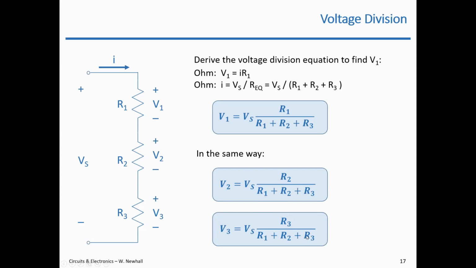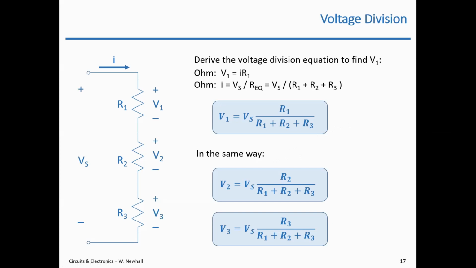Okay, so you can apply that to series resistors in order to find voltages. And this works for 2 resistors, 4 resistors, 100 resistors. All you change is in the top is the resistance across which you're trying to find the voltage, and the bottom is the sum of all of your series resistors. Okay, so that's voltage division.